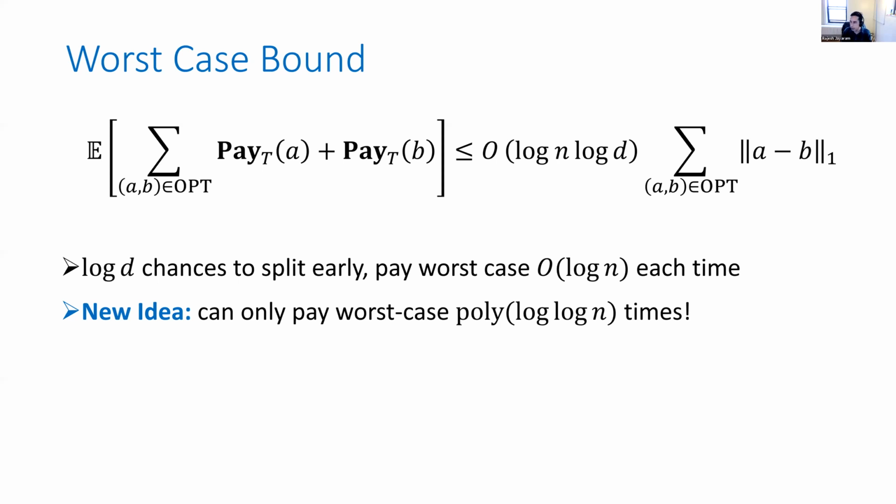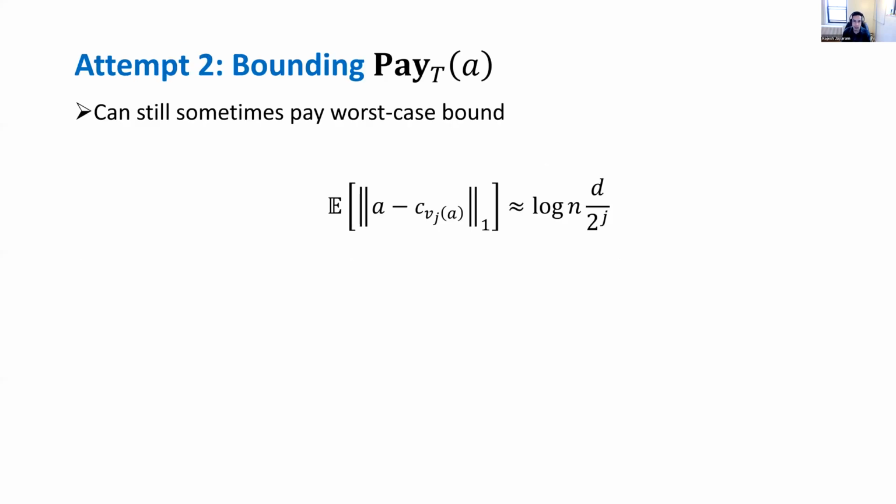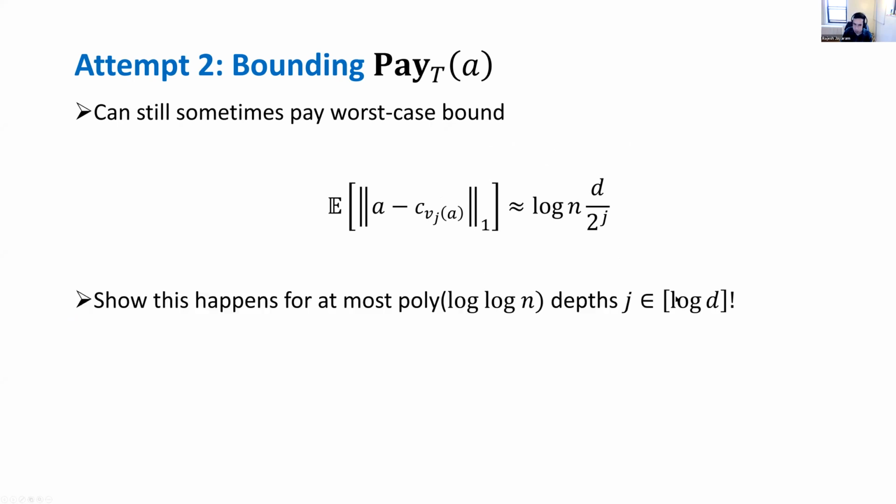And so in particular, we're going to prove the following fact. The expected distance from A to the center of mass can still be log n times d over 2 to the j. But like I just said, we're going to show this only happens for at most polylog n levels in the tree. So we're going to fix a point A and look at all the distances from A to the center of mass. And we're going to say that this bad event, where it's much larger than it should be, can only happen, say, log n times or log squared times.